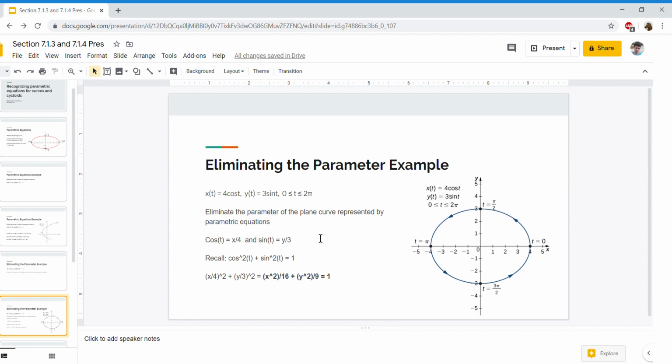It doesn't ask for you to graph it, but I just wanted to show it here. So that's what that graph looks like. And it's the complete circle because the parameter t is from 0 to 2 pi, which is an entire circle.